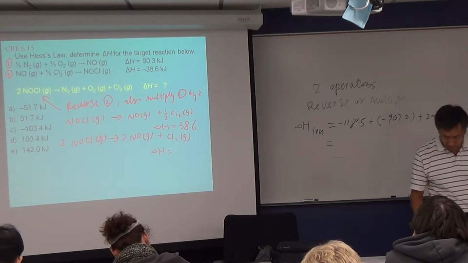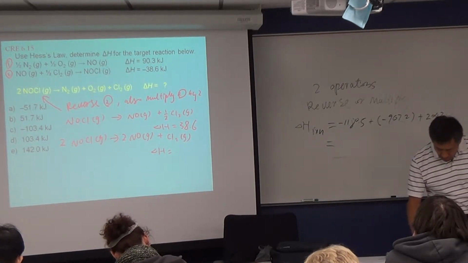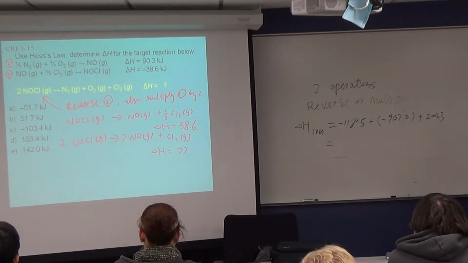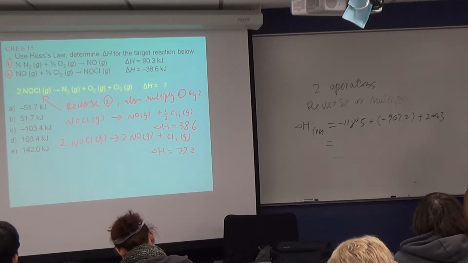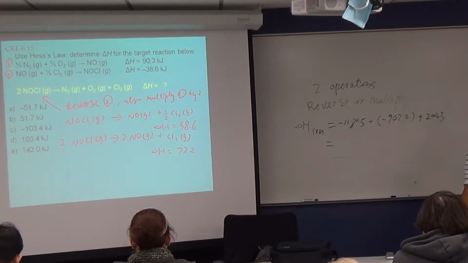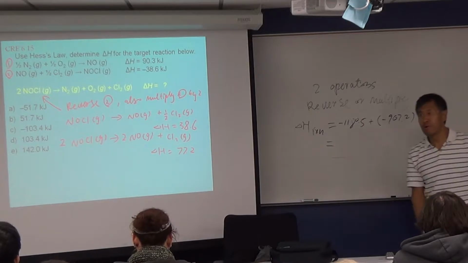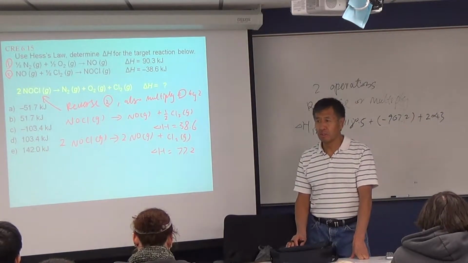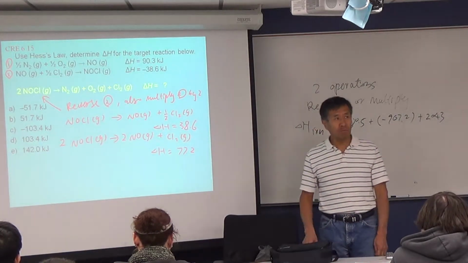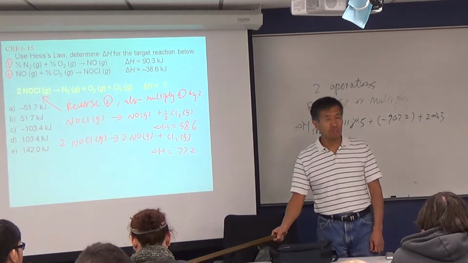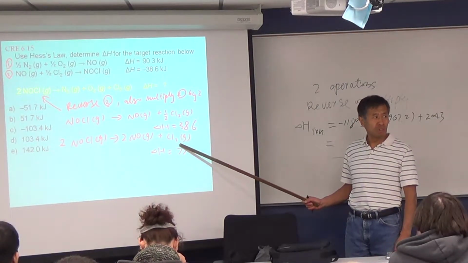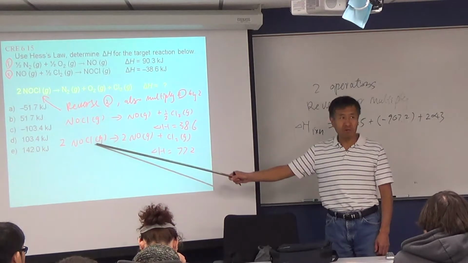This delta H will equal to what? 77.2. We don't have a calculator, right? How did I get 77.2? Multiply what by 2? Multiply this 38.6 by 2. Why did I multiply that by 2? Because I multiplied the equation by 2.